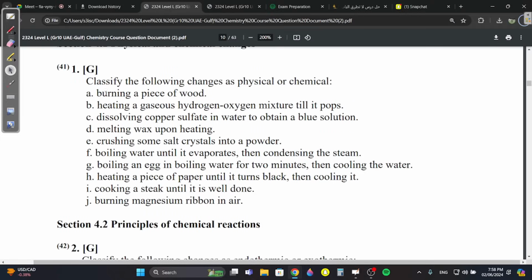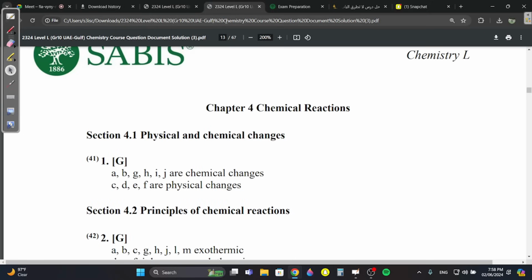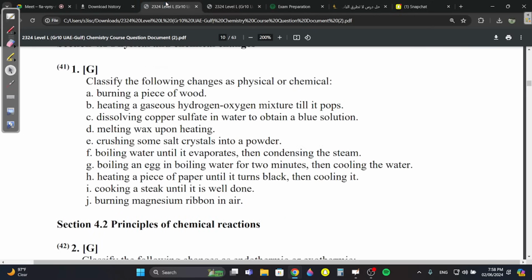For classifying whether it's a physical or chemical change, always remember if it's a physical change, that means the composition of that substance is not changing. Burning a piece of wood is a chemical reaction, and you know it's combustion. For those of you who are watching this now, you should know that burning is a chemical reaction. It's burning something with oxygen, so obviously A is a chemical change. Heating a gaseous hydrogen oxygen mixture until it pops. Obviously, if it pops and you're heating it, that means something happened.